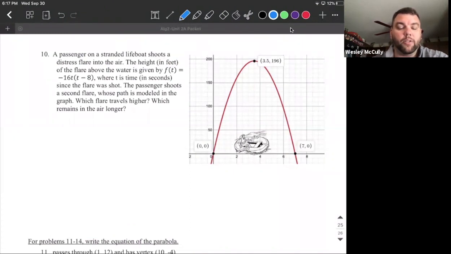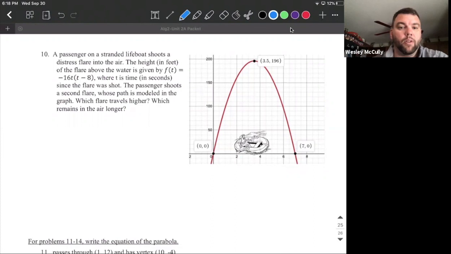So what we need to do is find the vertex of the equation given to us, and then we'll compare that to the vertex in the graph. It's two different quadratic equations, so we're going to have different values, but we can use the vertex to tell us this information.